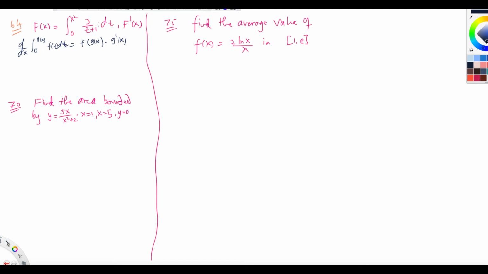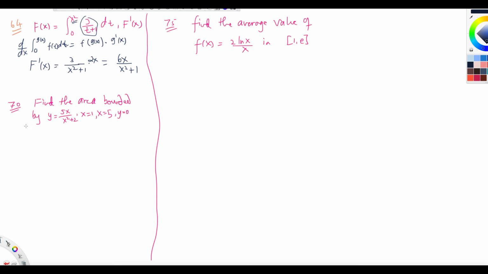So this is like f, and this is like g, right? In f, wherever there is t, you replace it by x squared. So f prime of x will be 3 over x squared plus 1, and then times g prime of x, the derivative of that, which is 2x. So the final answer is 6x over x squared plus 1.